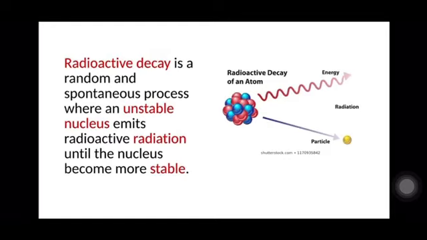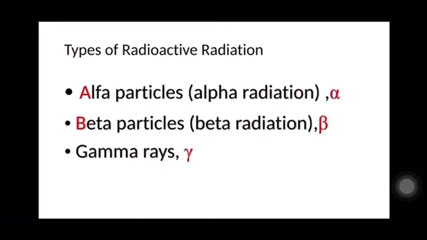Bila dia decay, dia melepaskan energy. Okay, so energy inilah radiation yang quite dangerous apabila masuk ke dalam, especially dalam badan manusia. Sampailah nucleus to become stable, barulah dia akan stop decay. Boleh faham? Alright. So types of radioactive radiation ni kita ada 3 jenis.